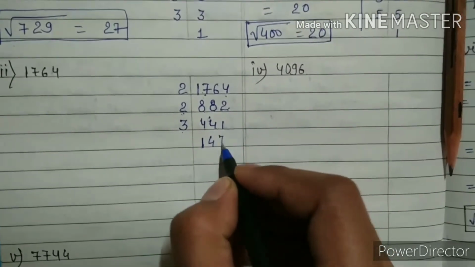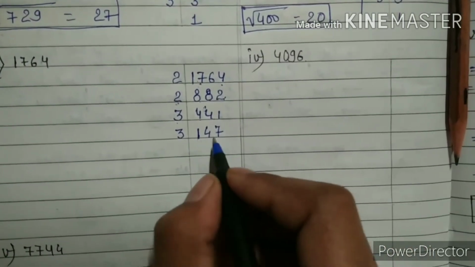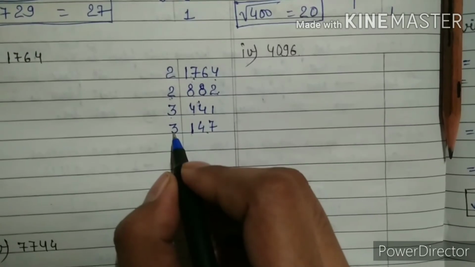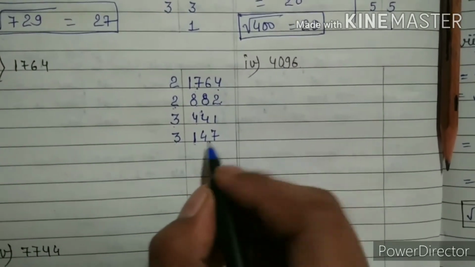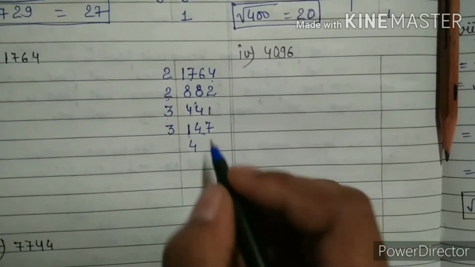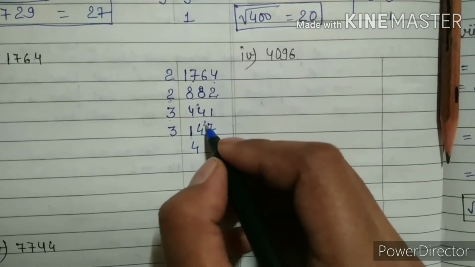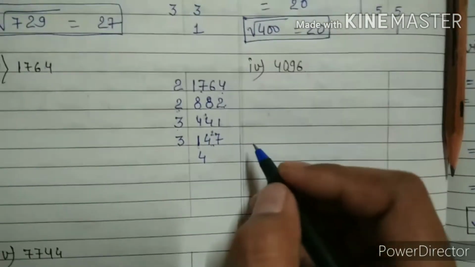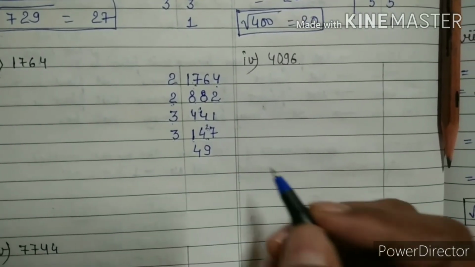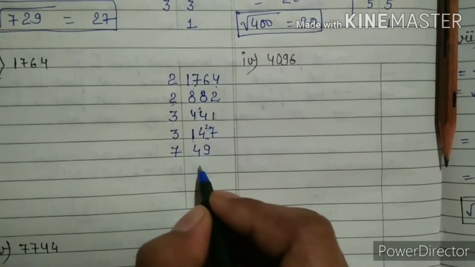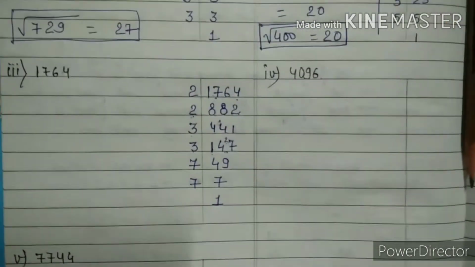How many times? 7 times. Again it will go to the table of 3. 14 is not coming in the table of 3. So less than 14, which number is coming? 12. How many times? 4 times. Now 14 minus 12 is 2. That 2 comes here and it will become 27. 27 is coming in the table of 3, 9 times. Now 49 is only coming in the table of 7, 7 times, and 7 will go out from the root.